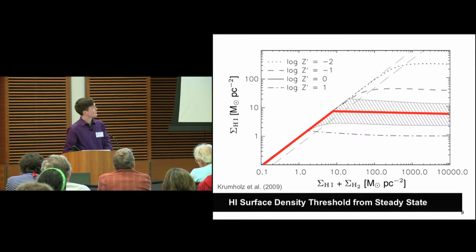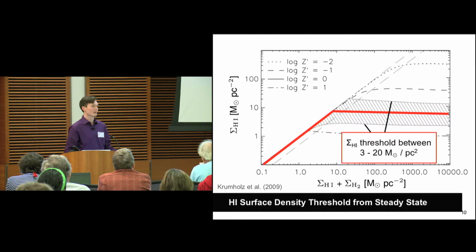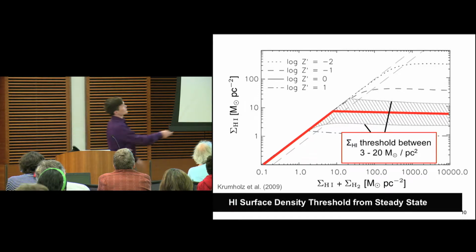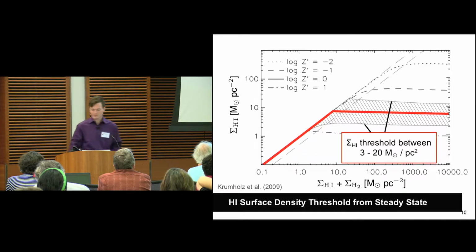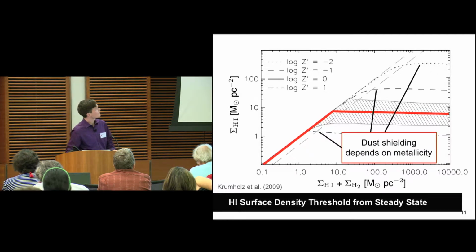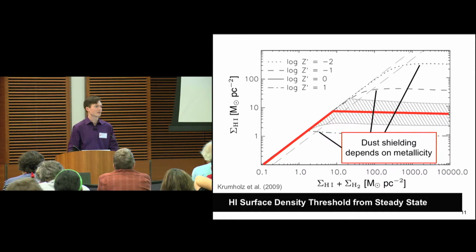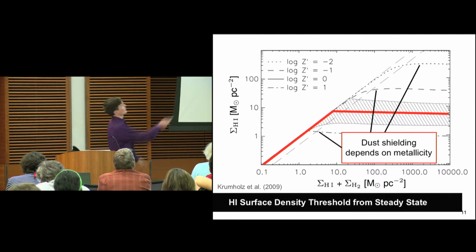Because dust is associated with the cold neutral medium, and the cold neutral medium has varying densities, this threshold for solar metallicity will be between 3 and 20 solar masses per parsec squared. And for varying metallicities, the dust will have different shielding effectiveness, and so this threshold will also depend on the metallicity of the dust.